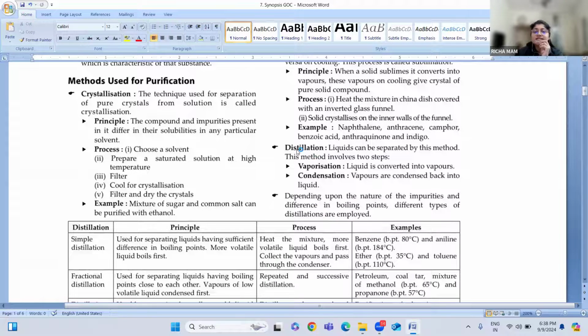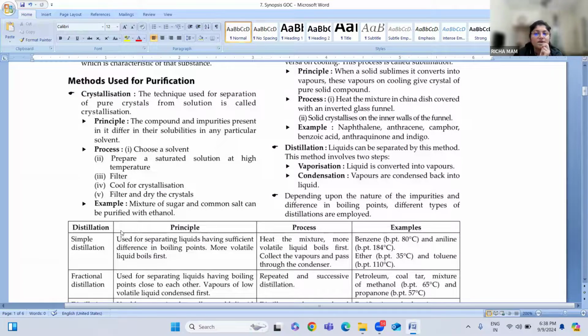Next process is distillation. In distillation, what can we purify? We can purify impure liquids. You can separate different liquids based on their boiling point. Whichever liquid has the lower boiling point, first it will get purified, and then the liquid with the next, higher boiling point. So depending upon the nature of impurities and difference in boiling point, different types of distillations are present.